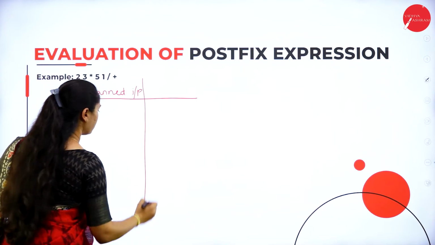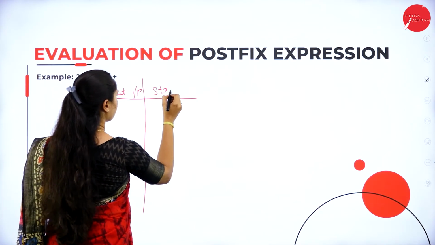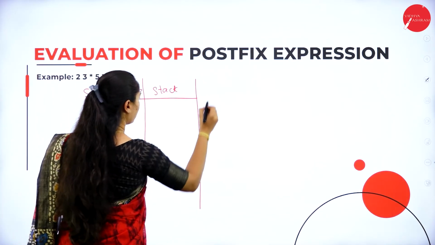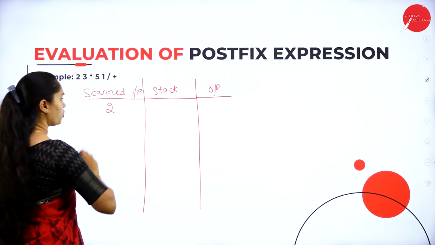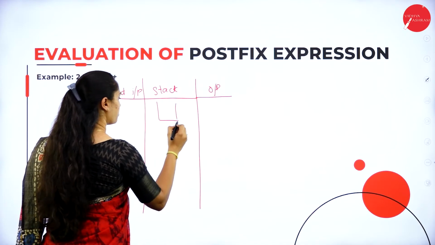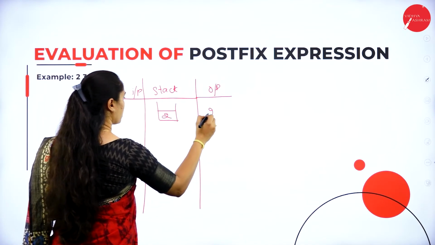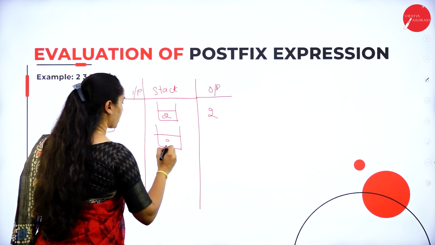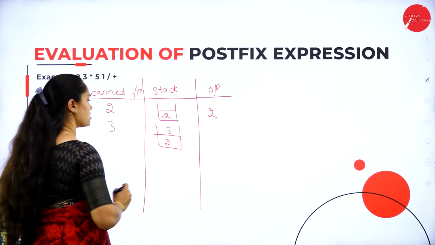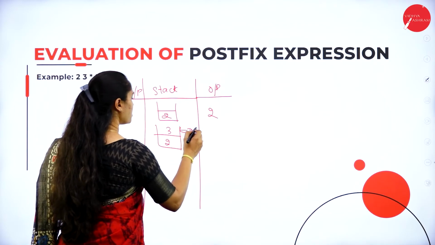Next, we have a stack. And we have an output or a resultant. Fine. Next, 2. 2 is an operand, so that needs to be moved to the stack. So now next we have a 3. 3 is also an operand, so again it needs to be pushed to the stack. So this is the top of the stack now.